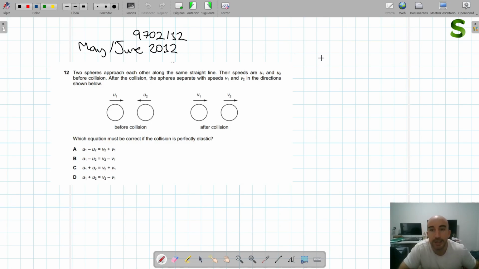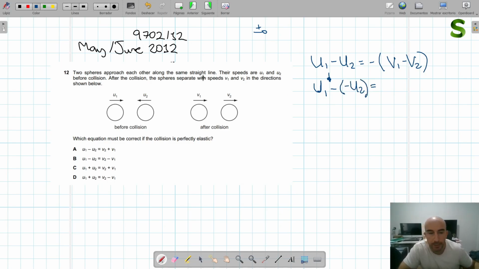So in perfectly elastic collisions, we have this formula: the relative approach velocity, the initial relative velocity, equals minus the final relative velocity. Okay, so we're going to consider these cases now. If we put the signs here, we're going to consider positive to the right. So u1 as positive minus u2 is negative, so I'll just write that as a negative, equals minus v1 is positive and v2 is positive.